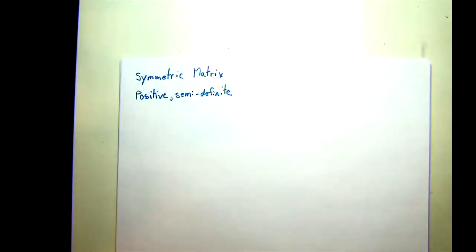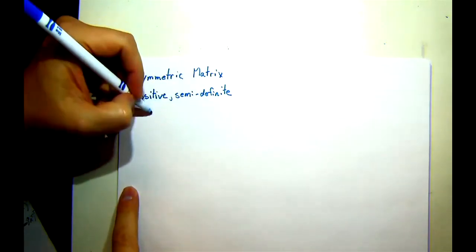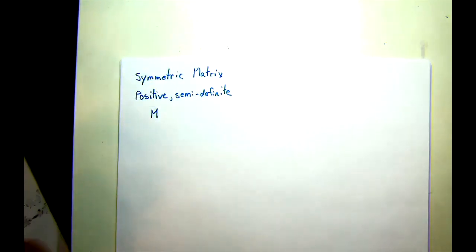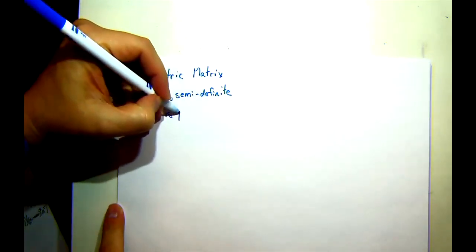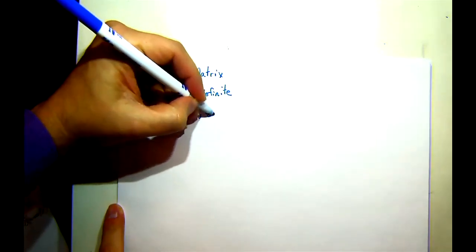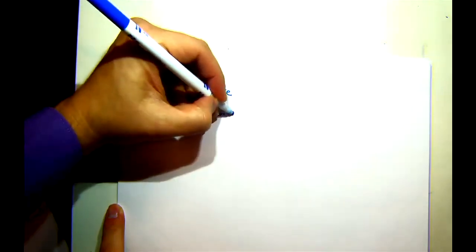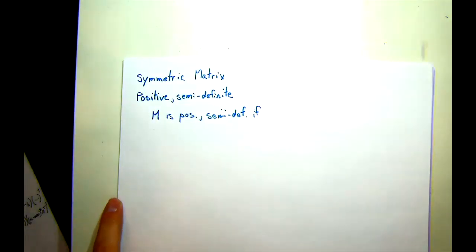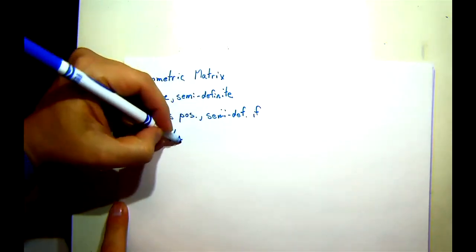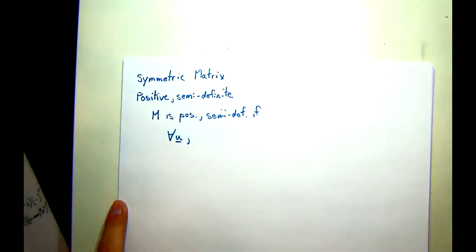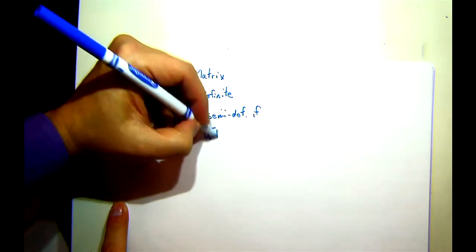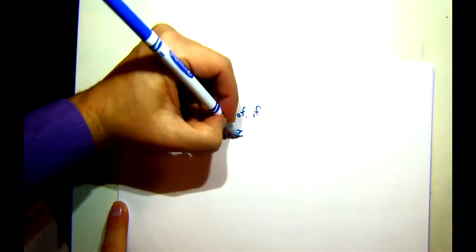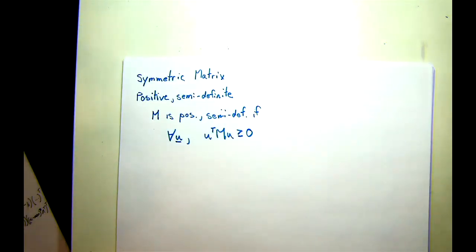And that's actually important. The definition of a matrix that's positive semi-definite is, if for all vectors u, u transpose the matrix u is greater than or equal to 0. So this is kind of a weird definition.